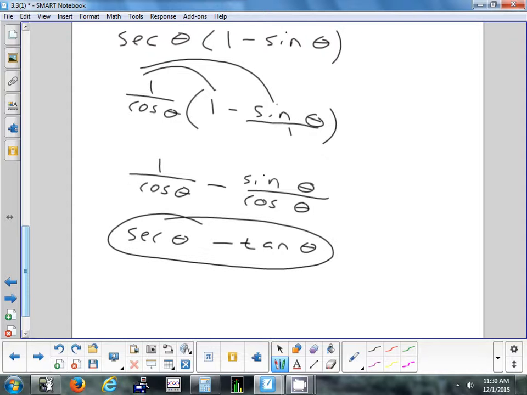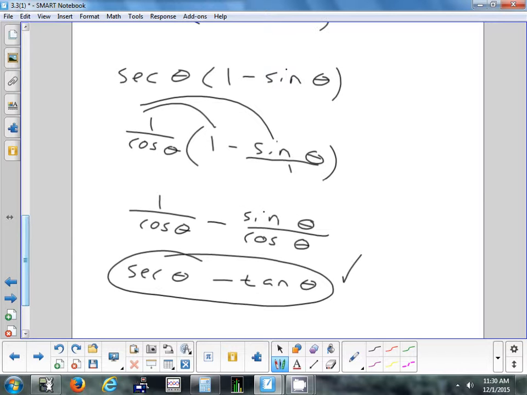Okay, so that one was a little harder. That's more of like a medium one. There were a lot of steps in that. But I would argue that this is simpler than that. The reason? It's just secant minus tangent. Here you've got a distributive property you have to do out. Here you don't. Any question on that one?